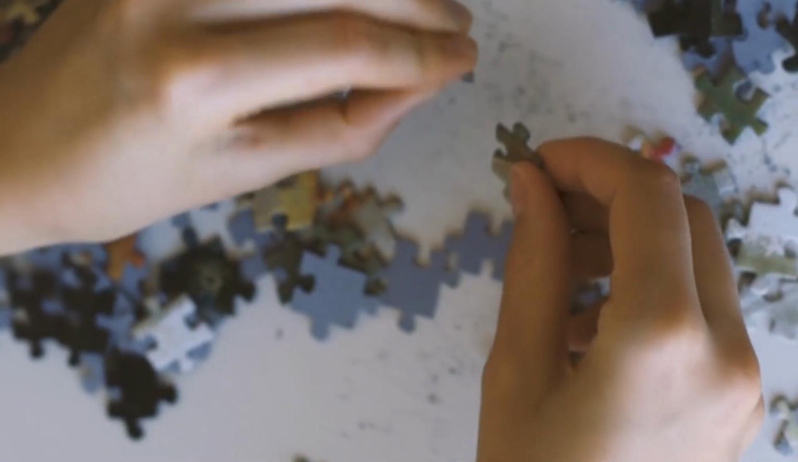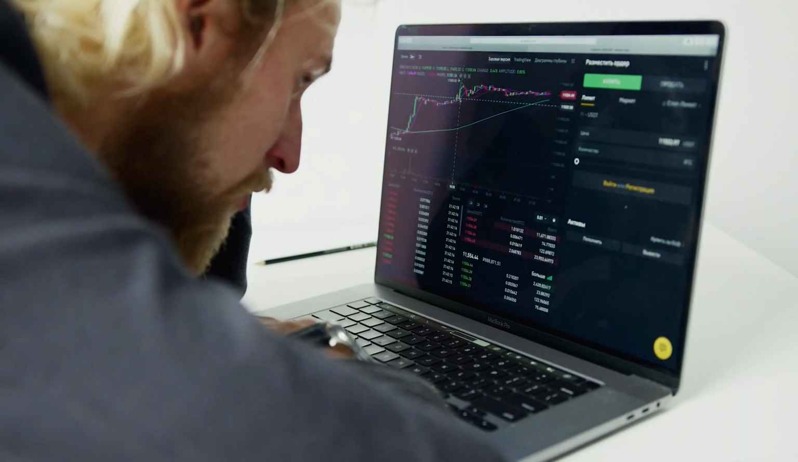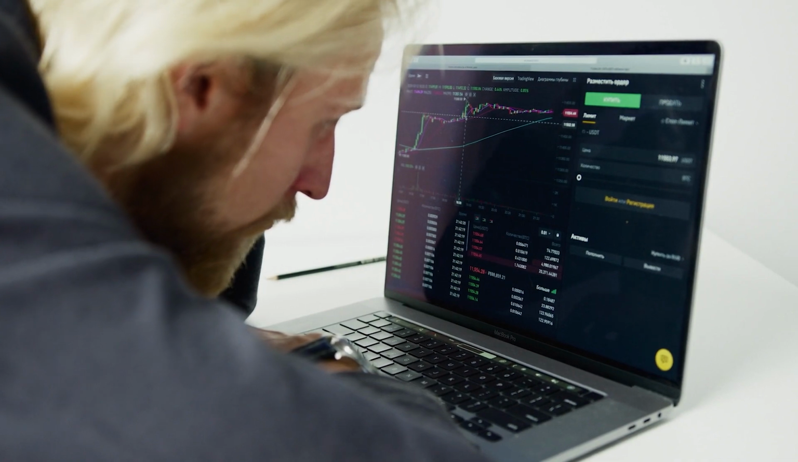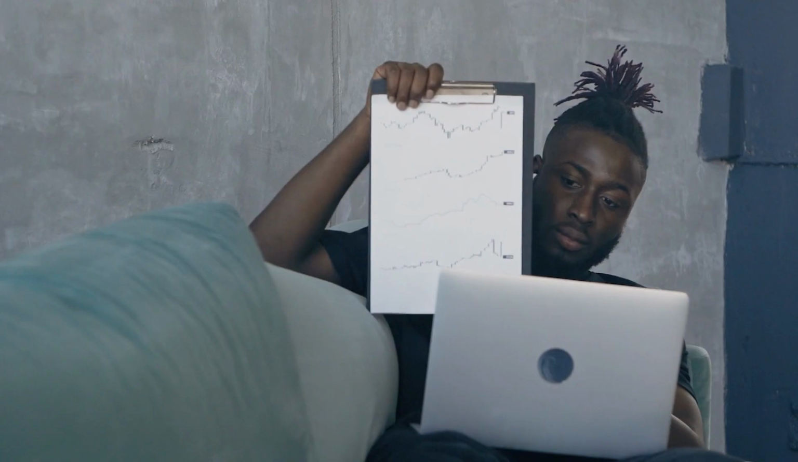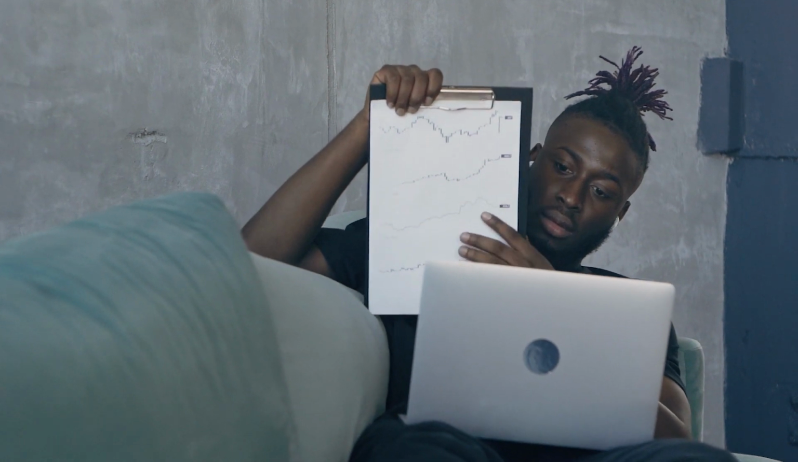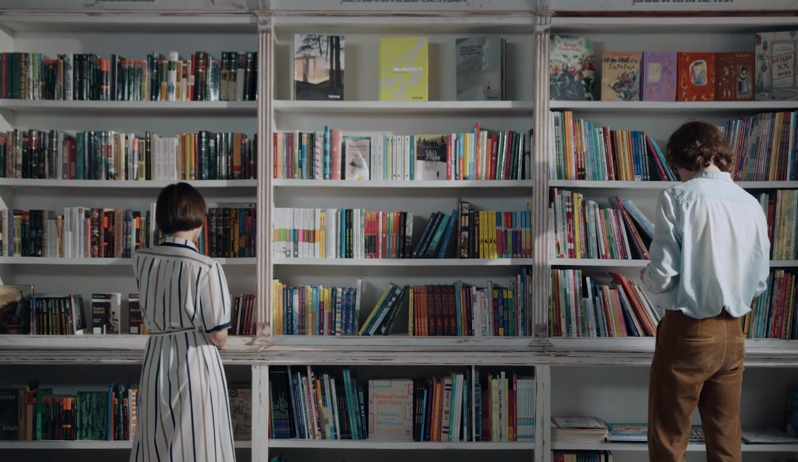Think of each stock move as a puzzle. The more you piece together, the clearer the picture gets. So embrace the journey and keep that curiosity alive. Dive into books, podcasts, or even YouTube deep dives. Because in this world, learning never stops, and staying updated is your ticket to success.